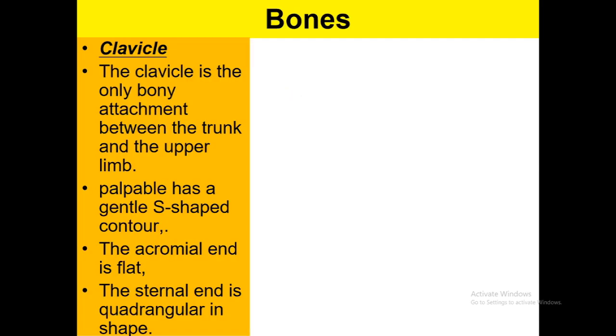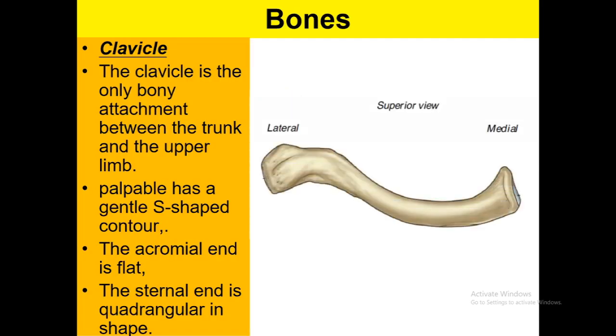So first of all we will go to the bones. Let's talk about the collarbone, which is named the clavicle. It's the only bony attachment between the trunk and the upper limb. It is palpable and has a gentle S shape, as we can see here. It has two ends. The acromial end is flat and lateral, and the sternal end is quadrangular in shape, which is the medial end.